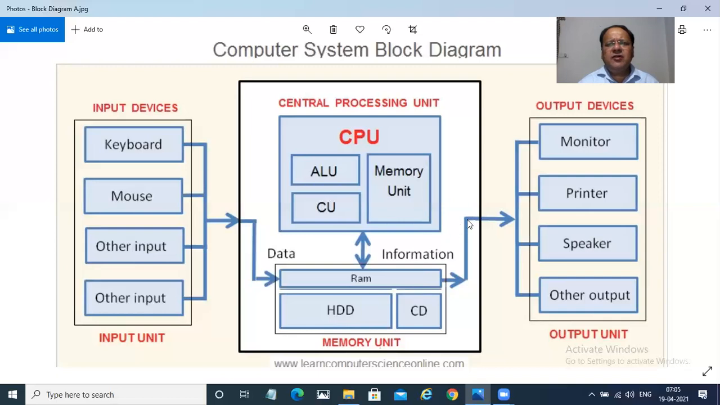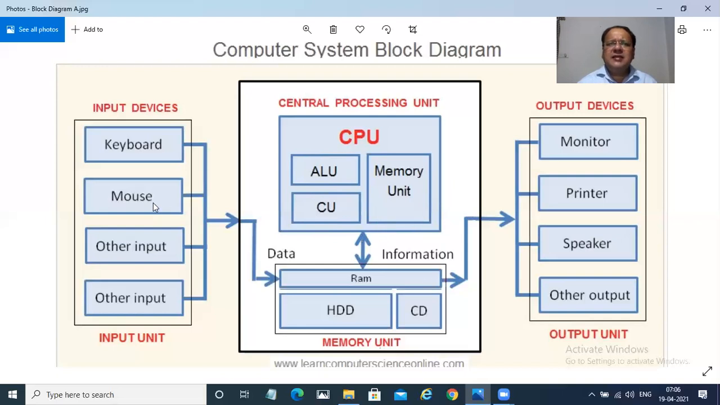And last of all, this data flows out after being processed. We'll come to this part of the ALU, the control unit and the memory unit, when I'm speaking about memory in detail. In this chapter, we will study about memory after we study about input devices. Then I'll explain the functioning of this a little more elaborately. But for now, that is all.